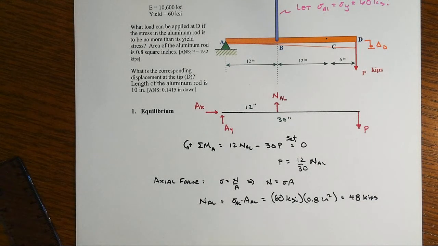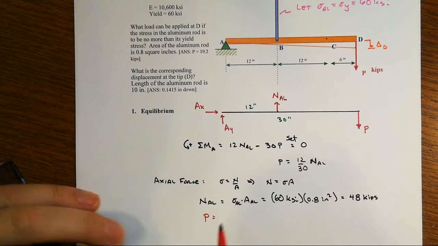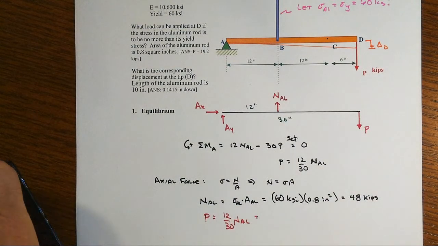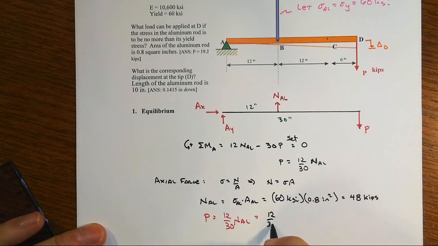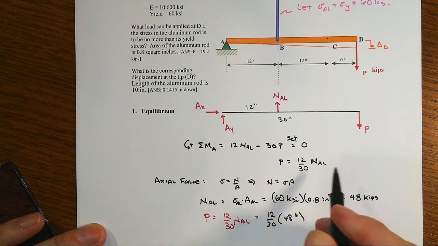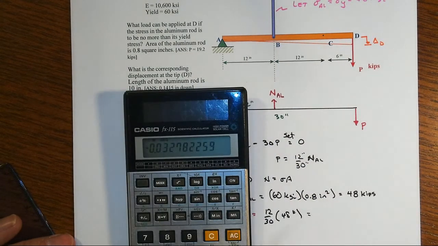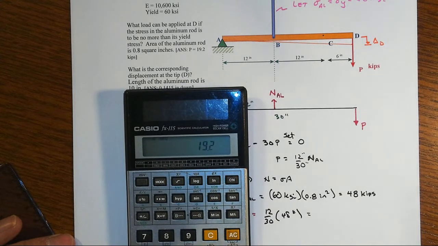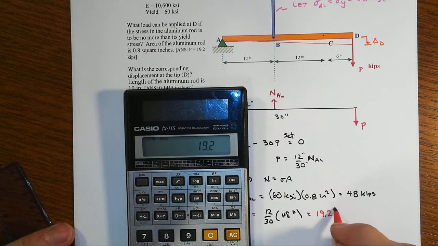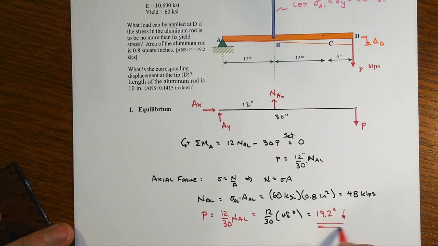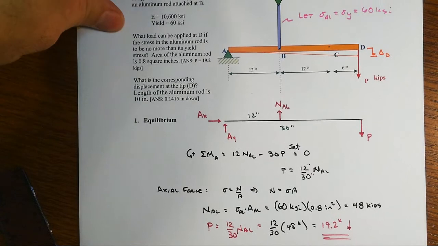And now we can go find our P, because it's equal to 12 over 30 times our force in the aluminum, and that is then 12 over 30 times 48 kips. Notice the inch over inch was canceled out already, and so 12 divided by 30 times 48 is 19.2. Positive indicates that it's going in the direction that we had indicated. It's going downwards, and so there's our answer for that. Right, now let's go figure out how we're going to get the displacement.